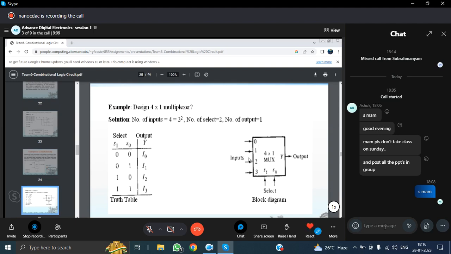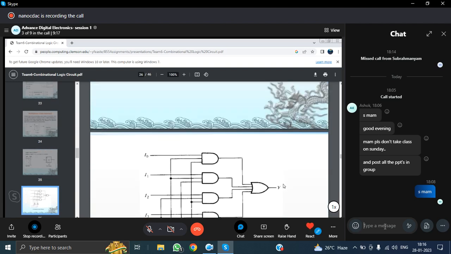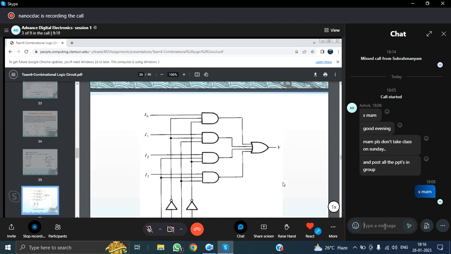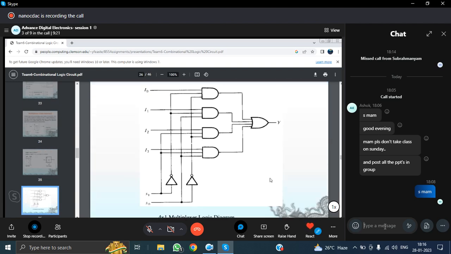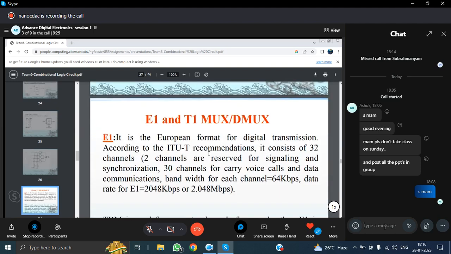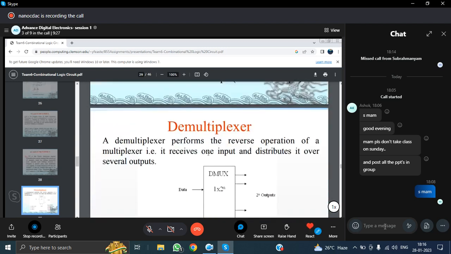One input will be derived as the output. It may be 0, 1, 2 or 3, whatever it may be. That depends upon the select line. Okay, if you want to draw the logic diagram of the 4 by 1 mux, it will be like this. Okay, next one, we don't require the C1 to T1.